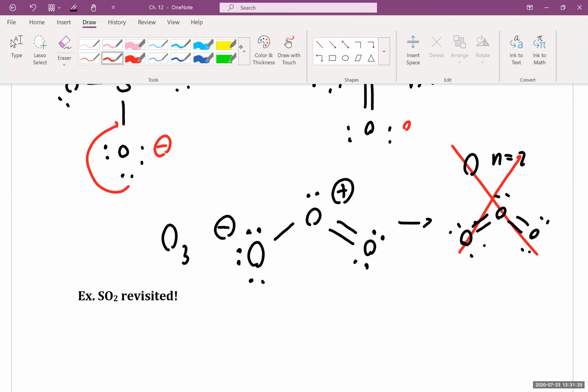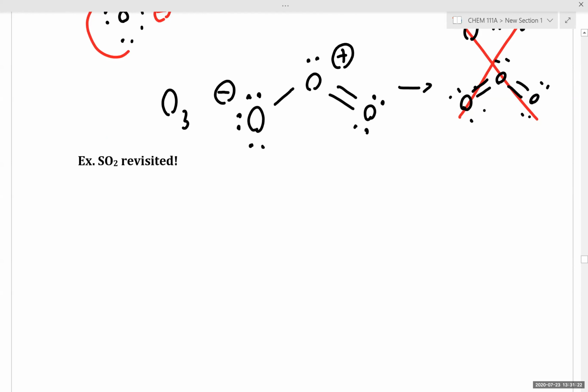So what I want you to do now is revisit sulfur dioxide, and after you've drawn a full Lewis structure accounting for expanded octets, tell me the number of double bonds present in sulfur dioxide. And you'll need to draw a Lewis structure for sulfur dioxide following expanded octet and formal charge rules in order to answer this question fully.